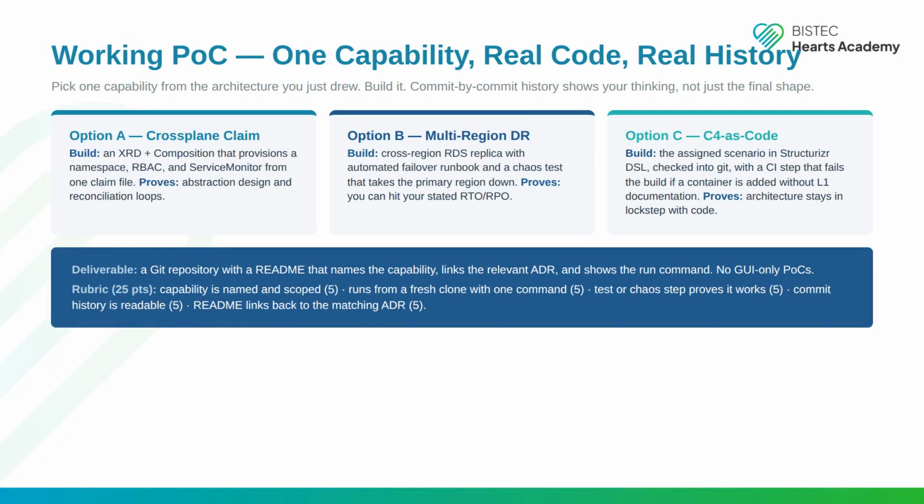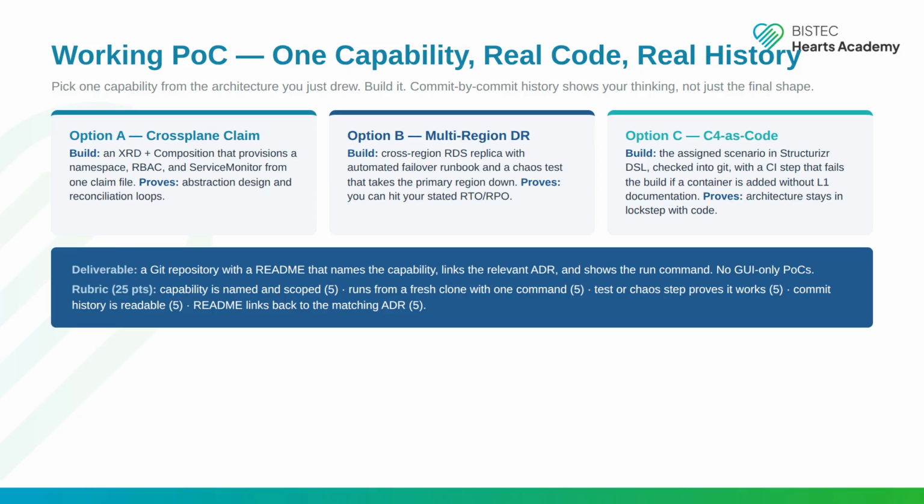The 4th deliverable is the working proof. Pick one capability from the architecture you just drew. Build it. Commit-by-commit history shows your thinking, not just the final shape. 3 options for the proof. Option A, a Crossplane claim. Build an XRD and a composition that provisions a namespace, RBAC, and service monitor from one claim file.